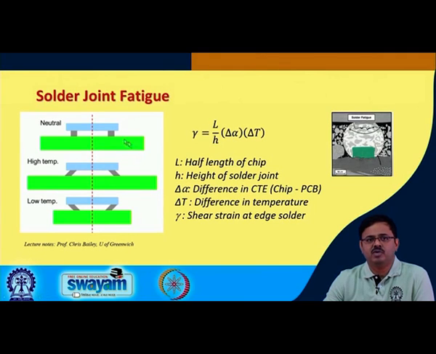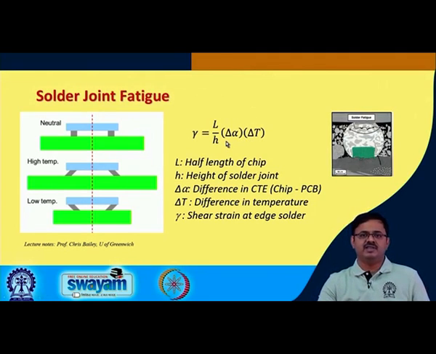The board is going to deform more and the silicon is going to deform less. So, therefore, the net strain, which is the deformation divided by H, is going to be L times (alpha 1 minus alpha 2), or delta alpha, times delta T. Clear? So, this is the shear strain at the edge solder balls. The ones in the inner planes, closer to the neutral plane, will see less because this L is going to be lesser for those.